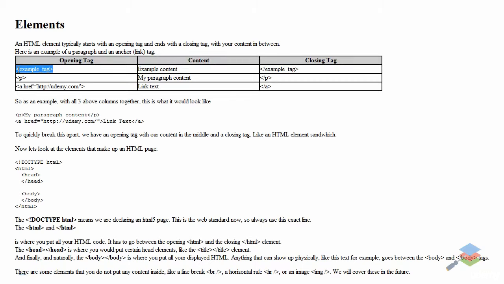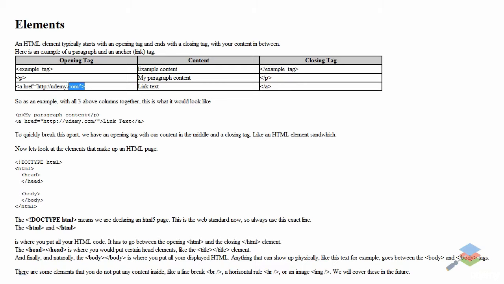You have an opening tag, and this is not a real one, with your example content, and a closing tag. Now what a closing tag has is it's basically the exact same as your opening tag, but after your first hard bracket there, you've got a slash. So as an example again, we've got an opening paragraph tag, my paragraph content, and then closing tag.